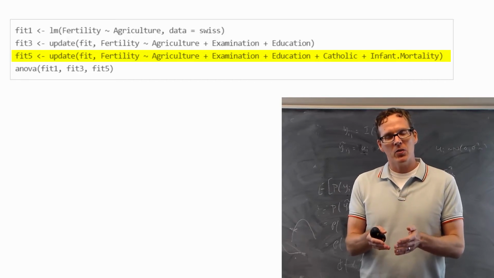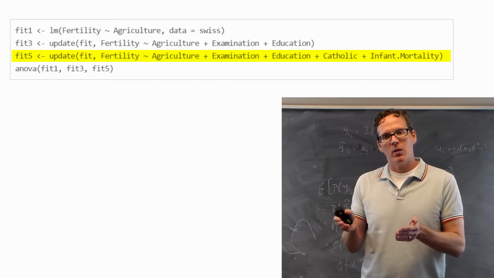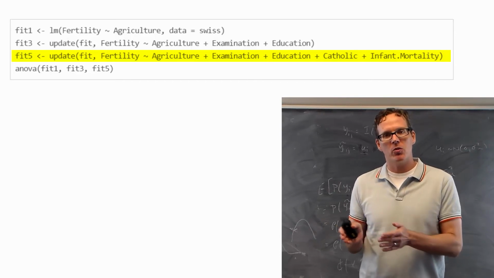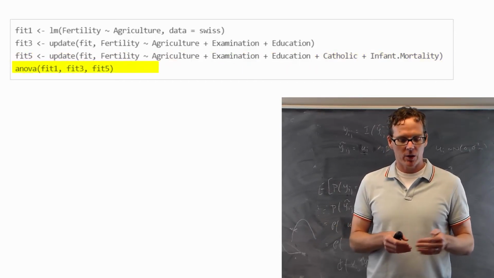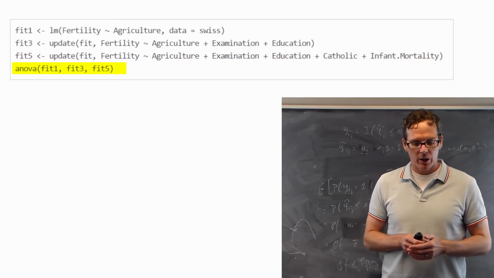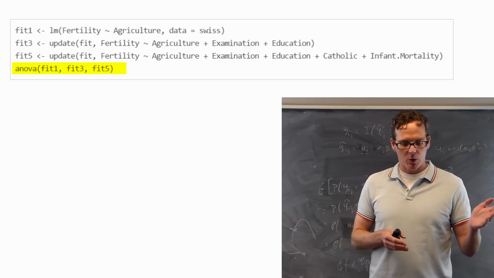The point being, in this case, you can test whether or not the inclusion of the additional set of extra terms is necessary with the ANOVA function. So I do ANOVA, fit1, fit3, and fit5. Okay, that's what I name them, 1, 3, 5.